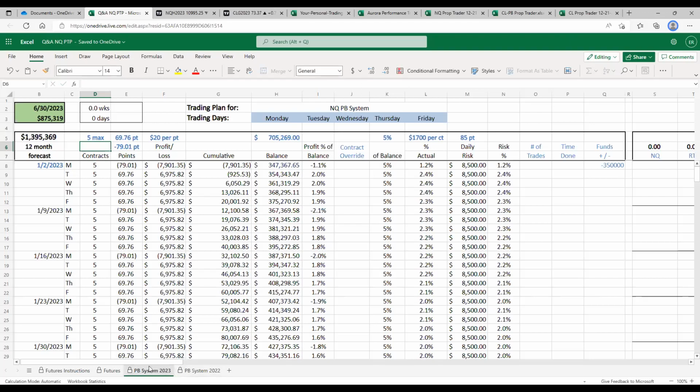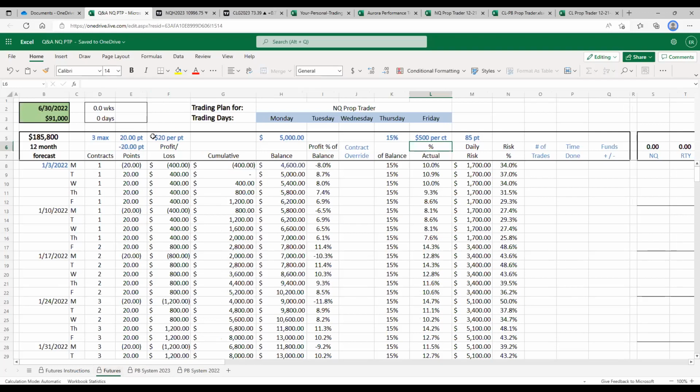So, I also wanted to show you just how easy it is to create that new personal trading plan for 2023. Ron's asking, what run rate do you use if you're just starting? So if you're just starting, the default run rate we have here is 20 points profit and 20 points of loss.